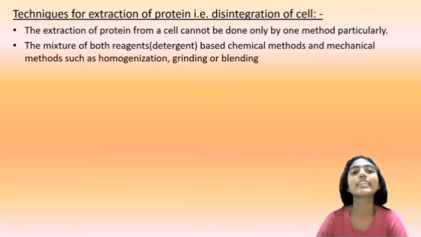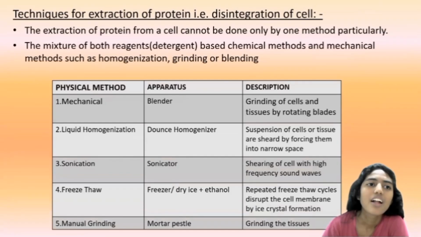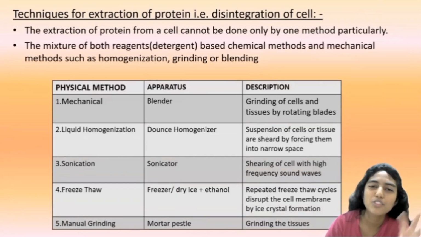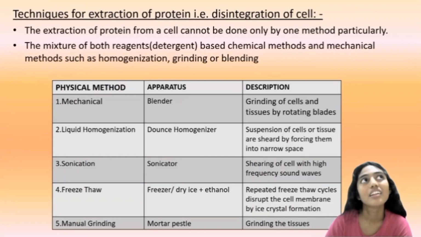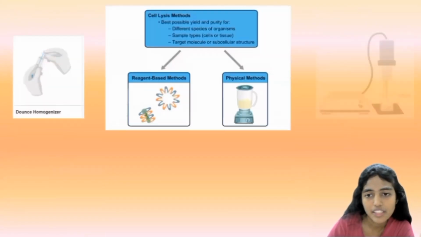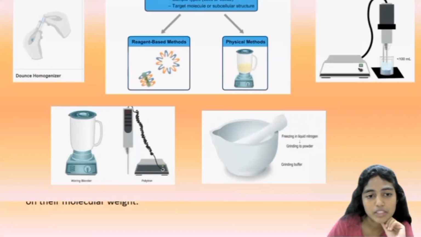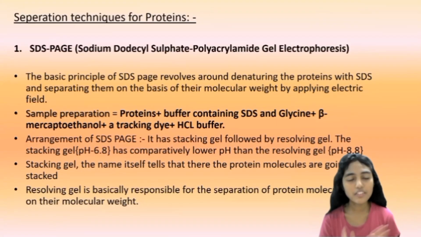Now let's understand the techniques for extraction of protein. It is done by disintegration of cells. The extraction of protein can be done by physical methods or chemical methods. Now it depends from cell to cell and the protein of interest, like which method you want to use. It will depend totally on that. So the chemical methods include detergents or any other chemicals which can be used for degrading the cell membrane. These are the overview of the methods mentioned in physical methods. Okay. So we are done with the extraction of protein.